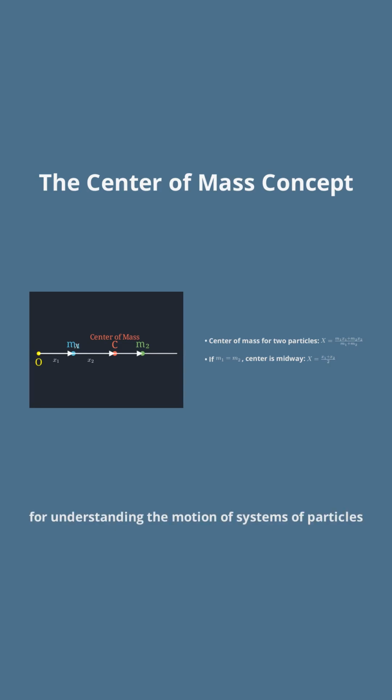For a simple two-particle system, the center of mass lies along the line joining the two particles, at a position determined by their masses. If the masses are equal, the center of mass is exactly midway between them. For more particles, the center of mass is the mass-weighted average of their positions. This point moves as if all the mass and external forces are concentrated there, greatly simplifying the analysis of motion.